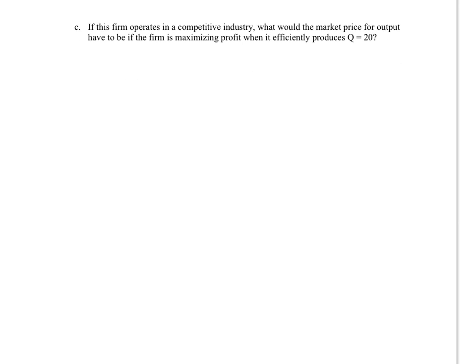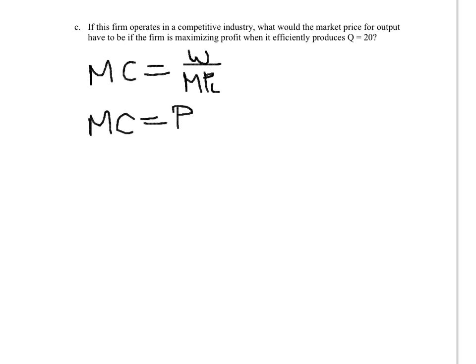Again, if the firm's operating in the competitive limit, what will be the market price? Remember, you're going to use the formula MC equals W over MPL. That's one. And the second one is that MC equals P. So therefore, P is going to be equal to W over MPL. And you should be able to find those values pretty quickly from the equations above.